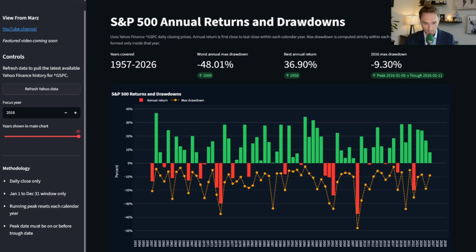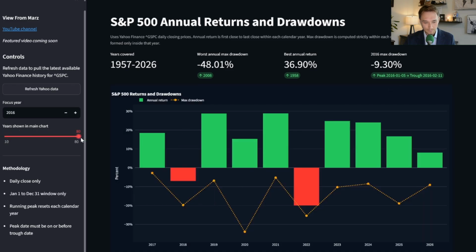I am going to share this link. You can go ahead and play around with it. On the left panel side, you'll see some toggles here. I'm going to describe what these are. So the focus year, this is a year where you can choose to look more closely into what year of the S&P 500 returns. You can see the changes here. I'll go over that a little bit. Also, this toggle of how many years you want to show on this chart.